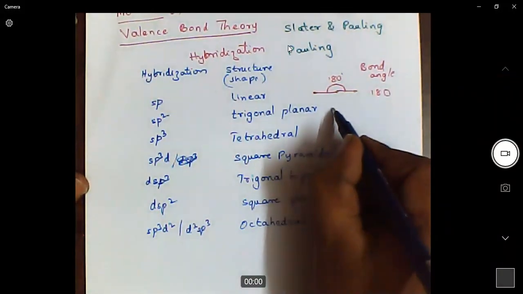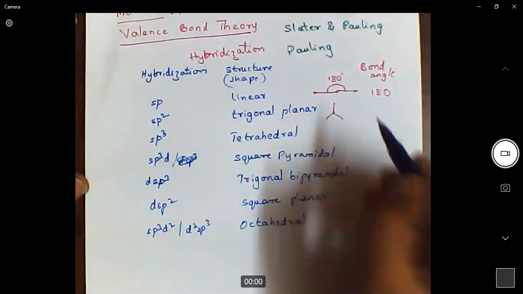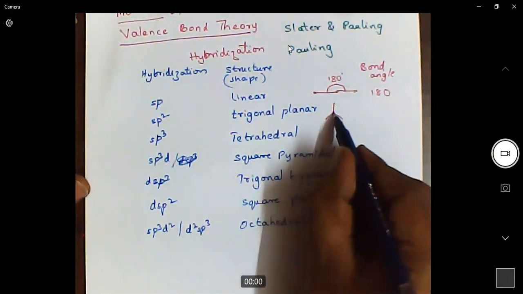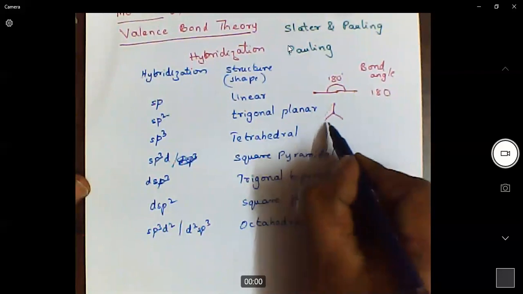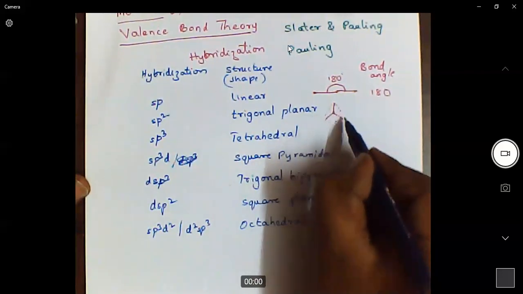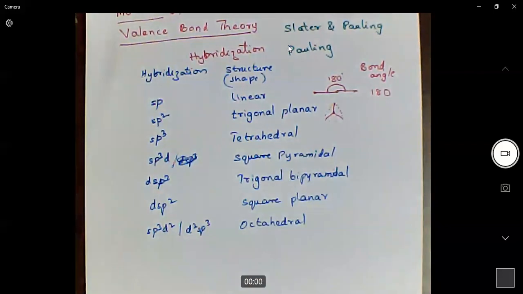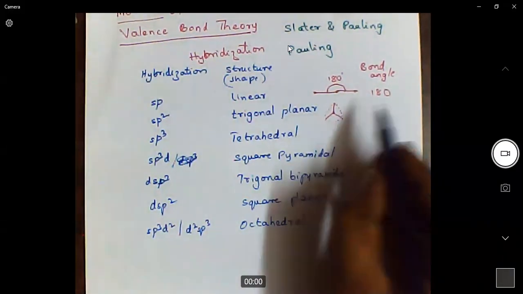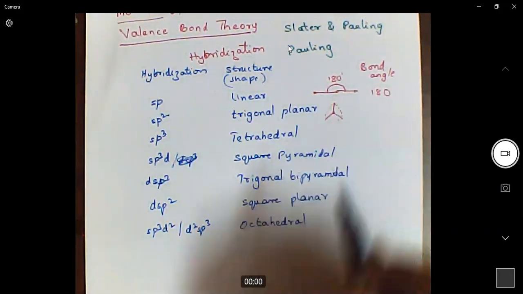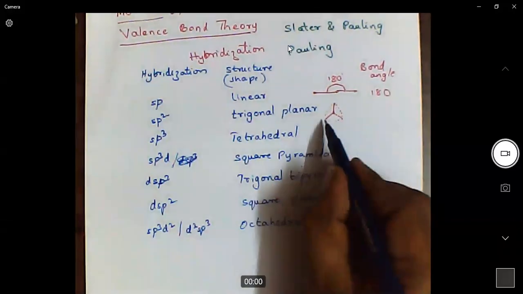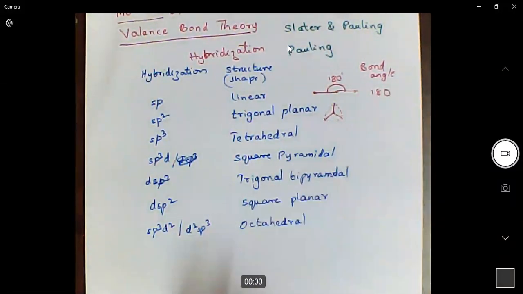Trigonal planar is like this. Central atom and the three atoms. When we draw an outer line, see the dotted lines are just drawn to show the final structure, final shape of the molecule. These are not the bonds. Okay, what are the bonds? These solid lines drawn represent the chemical bond, but not the dotted lines. Dotted lines are just drawn to show you the overall shape of the molecule.